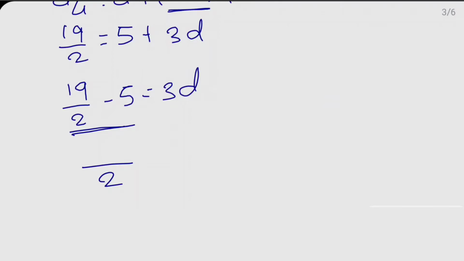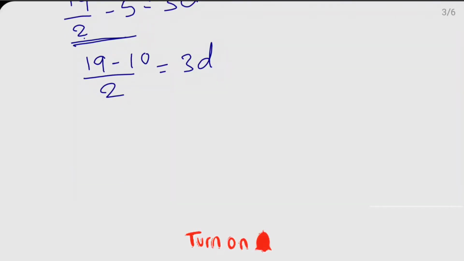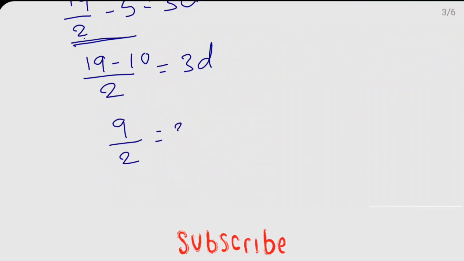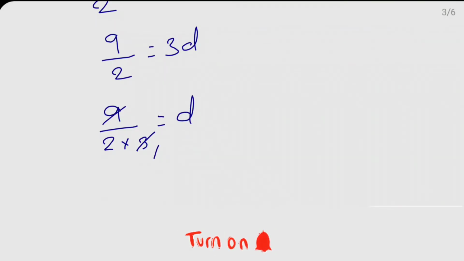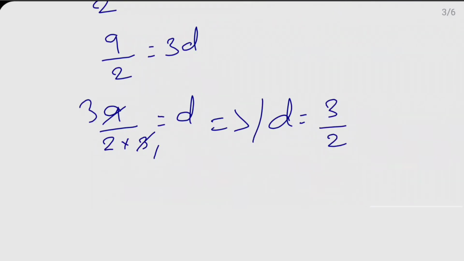So 2 here, 19 minus 5 twos are 10. So this equals 3d. And now 19 minus 10 is 9 by 2, this equals 3d. And now 3 comes to the LHS side, it becomes a division. So 9 by 2 into 3 equals d. So 3 ones are 3, threes are 9. So this implies d equals 3 by 2.